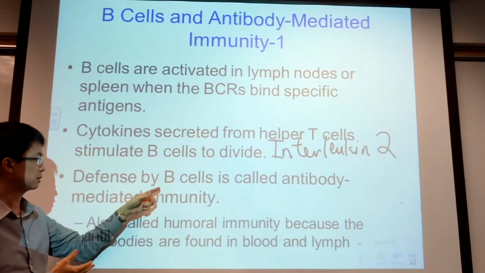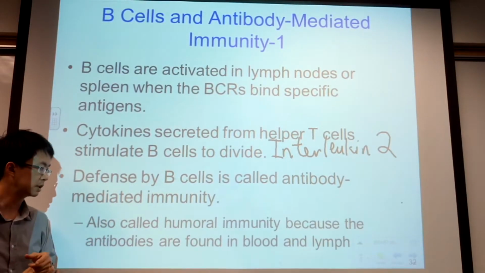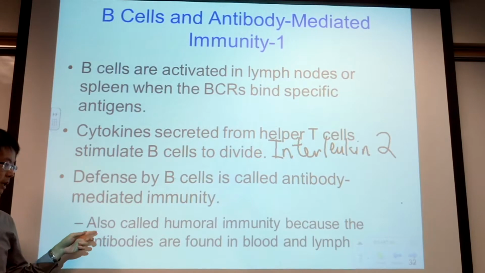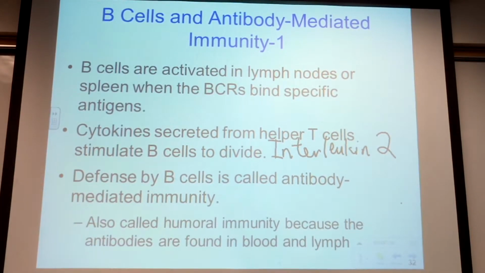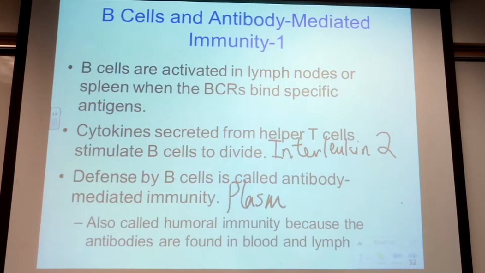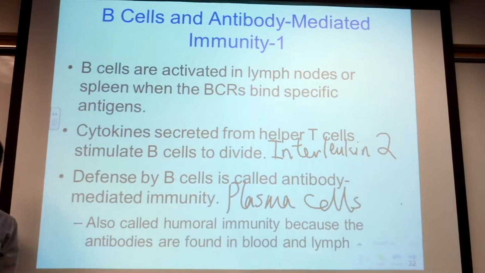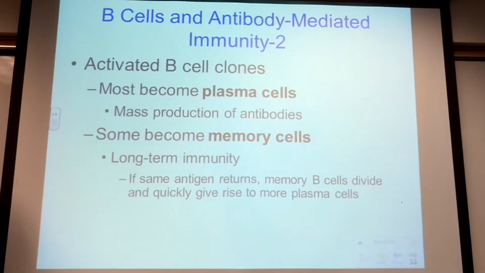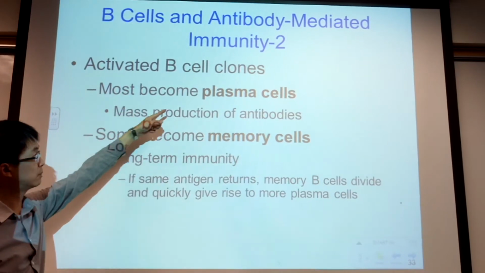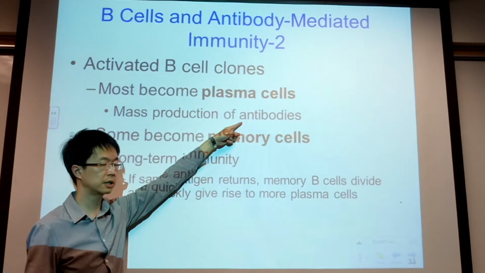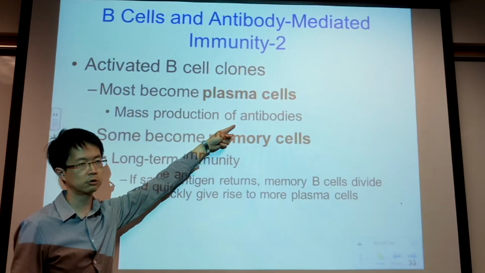So this is called antibody-mediated immunity, because the B cell will become a plasma cell. And then the plasma cell will start to secrete antibody. So I told you the activated B cell will become a plasma cell. They will start to make antibodies to fight the infection, the pathogen.